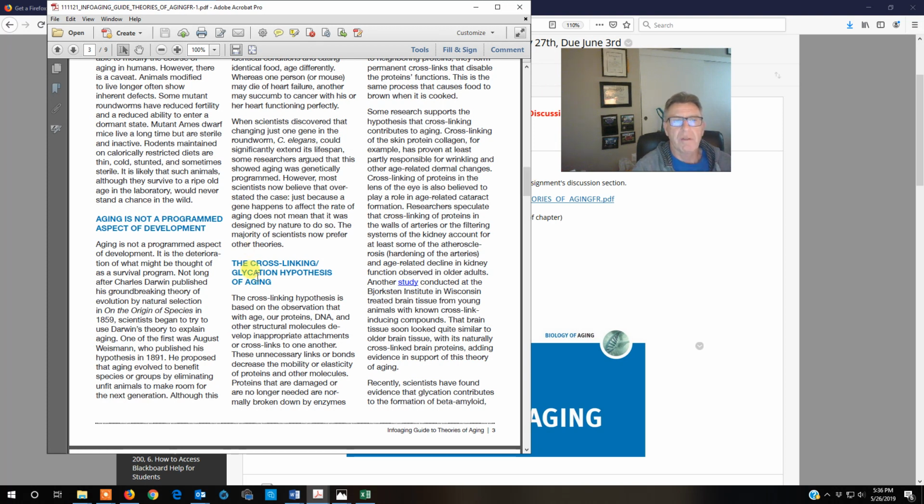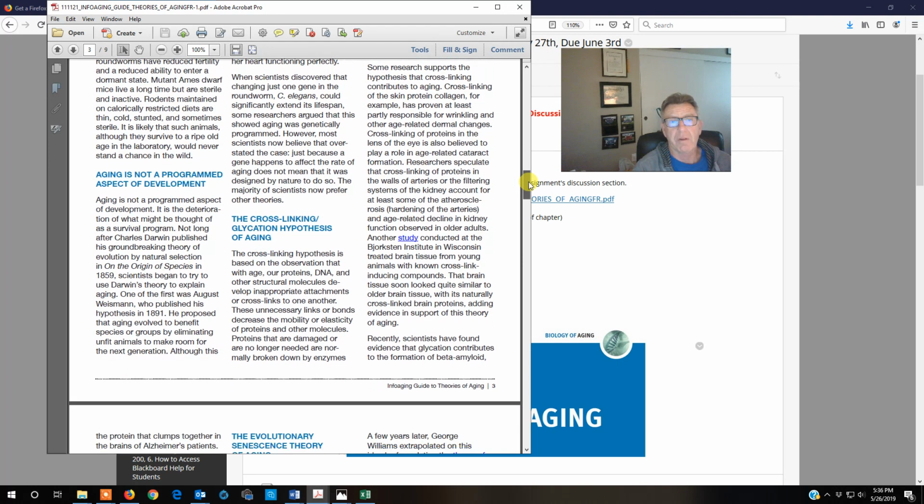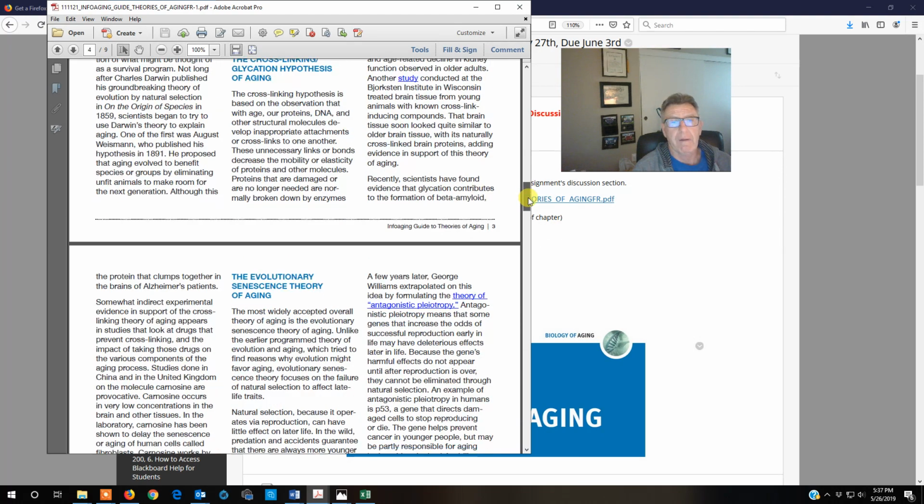Okay, cross-linking glycation. Okay, so diabetes is the classic example of this, and there's certainly evidence of this. And I want to take a step back to tell you that all of these theories have some applicability. So with this, what happens is when you candy coat proteins, they no longer work right, and the immune system reacts to it with a major inflammatory response, and you get diseases like heart disease.